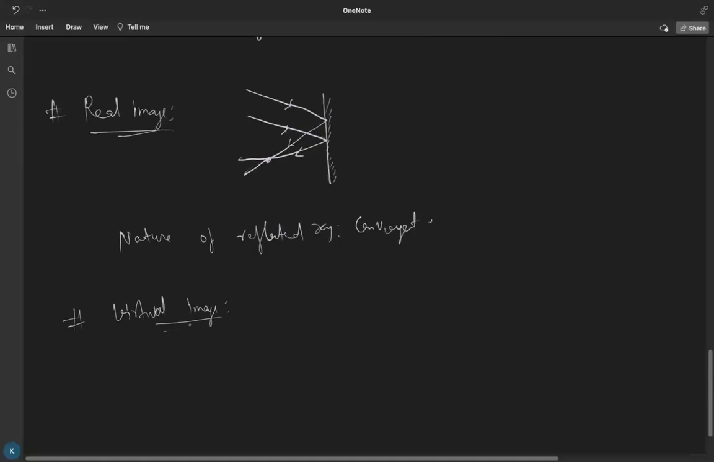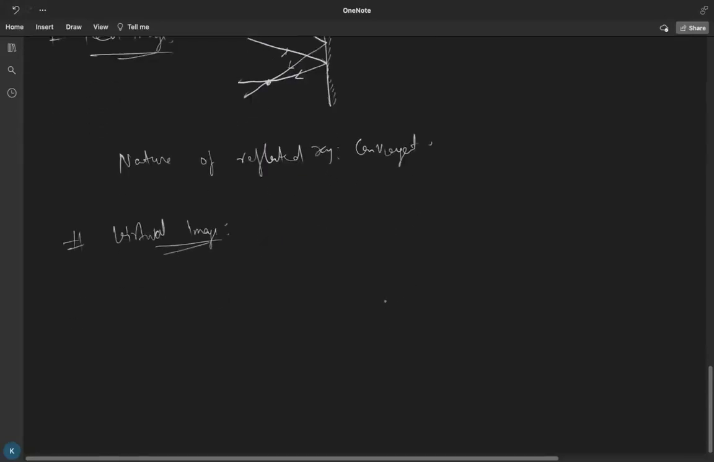Now let's talk about the virtual image. So in a virtual image, let's take the example here. So this is our plane mirror, and we have a real object, and these are some incident rays of light, right? So after reflection from the plane mirror, by obeying the laws of reflection, it goes like this.